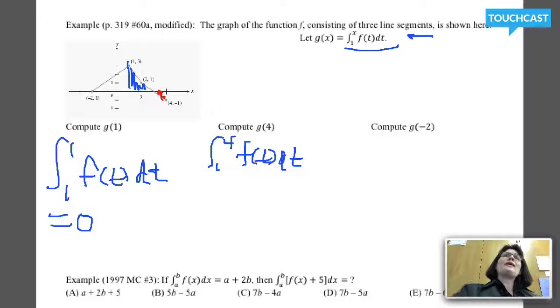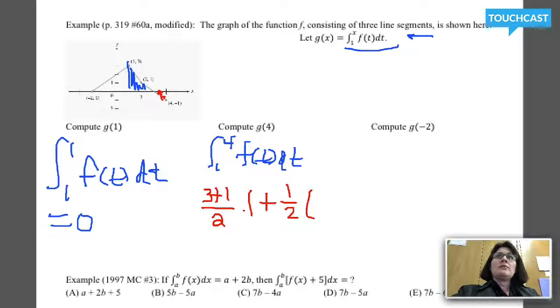So between 1 and 2, I see a trapezoid. The parallel sides are 3 and 1. So I'm going to take their average. I'm going to multiply by the distance across. Well, that trapezoid only covers from 1 to 2, so that distance across is 1. And then I have a little positive triangle that covers the space between 2 and 3. That's going to be plus 1/2. The base is 1. The height is also 1.